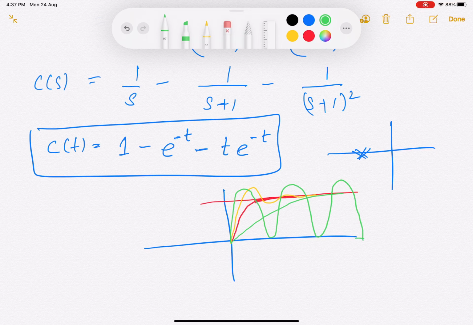Maybe the overshoot is more. This is just to give you an idea about the 4 types of responses. So this type of response, the one in red, is called the critically damped response.